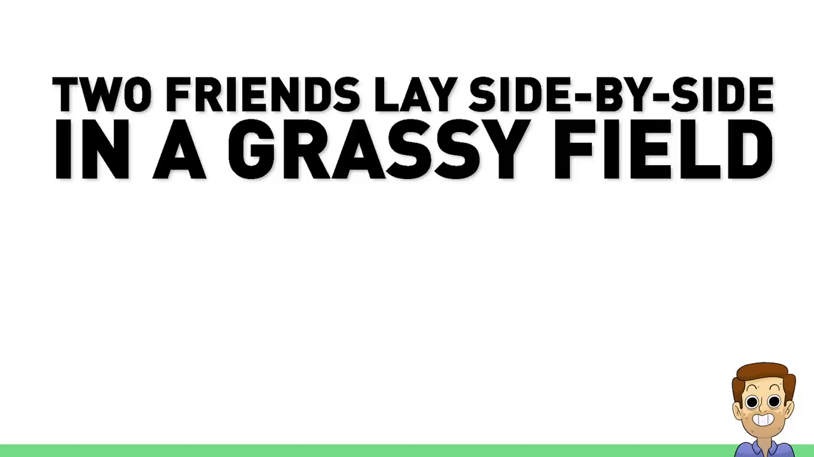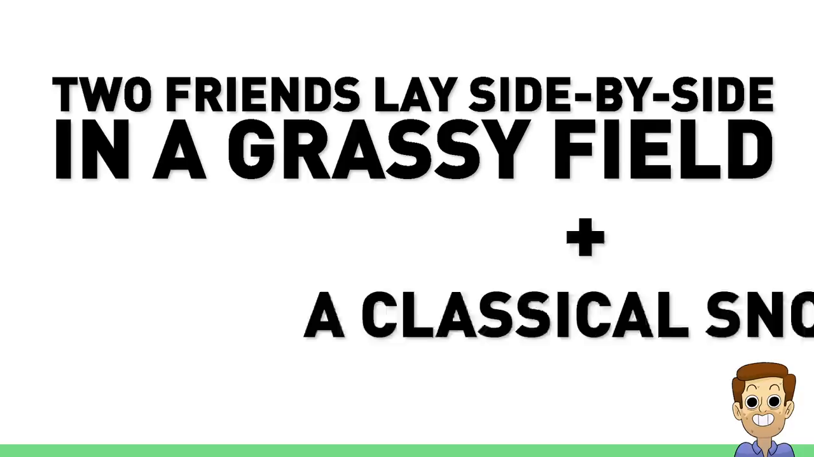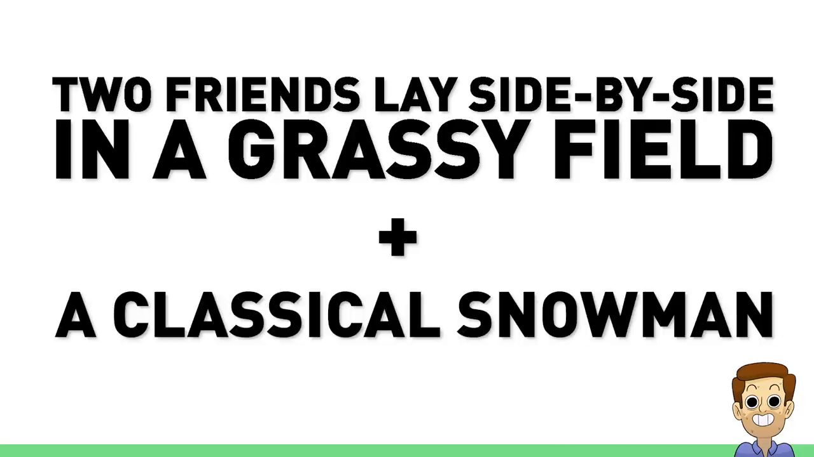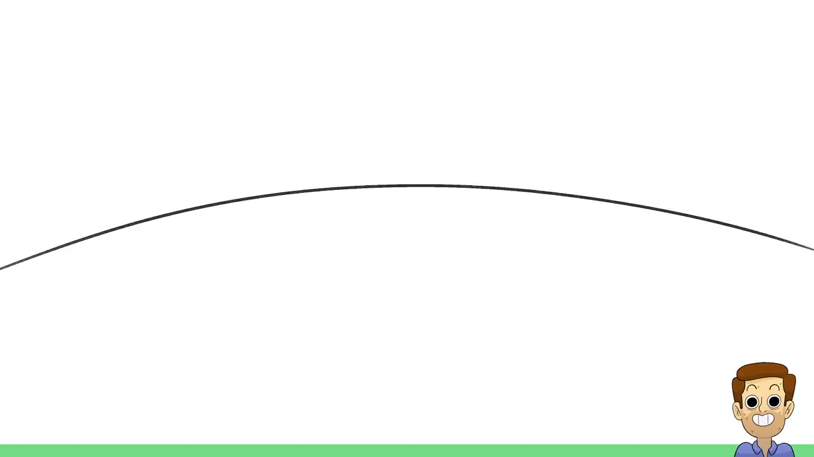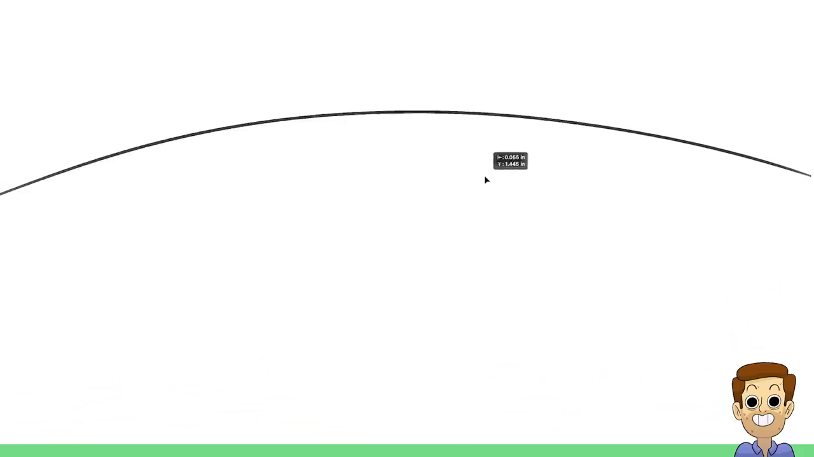Let's see what object has to be in this scene. A classical snowman. So it is snowing in this field? It's a grassy field covered in snow, or partially covered in snow. So my part of this is going to be easy. I'm just going to set you guys up a snowy hill. Oh, that was a good curve. Wow, you just whipped that out. I'm going to move it up to give you plenty of room. And it's like my eyeball.